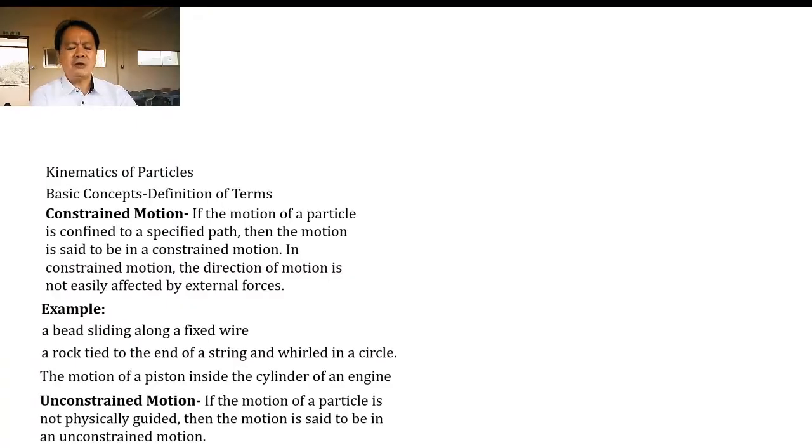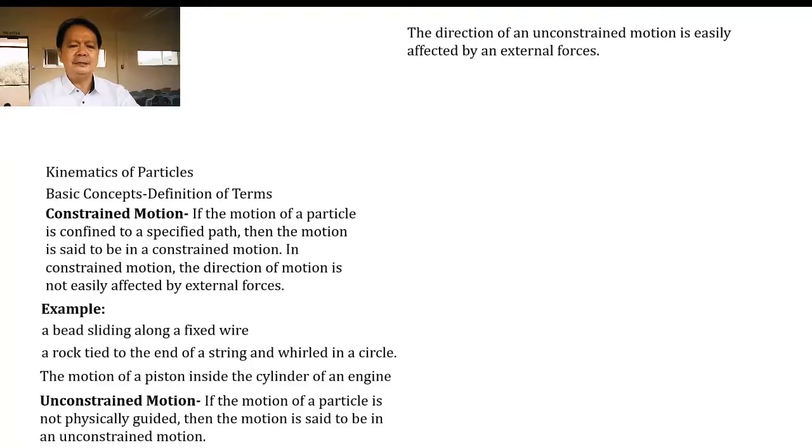While an unconstrained motion is the motion of a particle that is not physically guided. So your motion niya is not physically guided. So when you have that kind of motion, yung motion tinatawag nating unconstrained motion. So to give you an idea, the unconstrained motion, if you have a particle that is moving on this kind of motion, the direction of motion is easily affected by an external force. Halimbawa, the gravitational pull of the earth will change the direction of a motion if the motion is really falling.